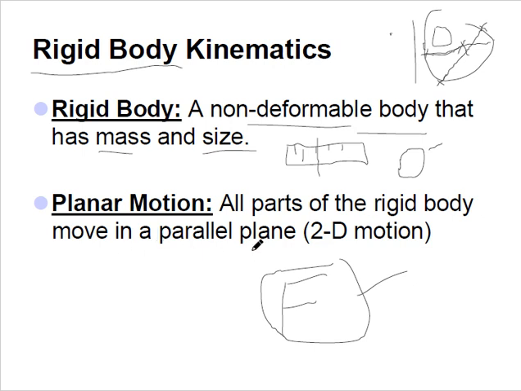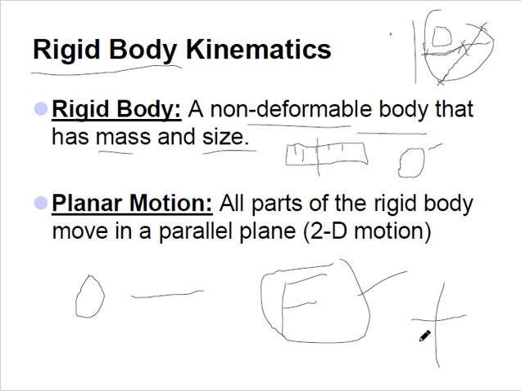So since it is a parallel plane, we're still in the 2D, two-dimensional motion. So planar motion. With the motion, all parts on that rigid body. Let's just draw a rigid body. It's going to move in a parallel plane. That means this object is going to stay flat and does not tilt or move in a three-dimensional way.